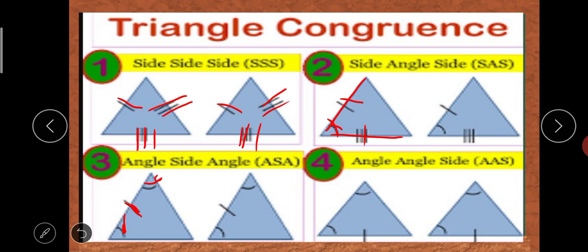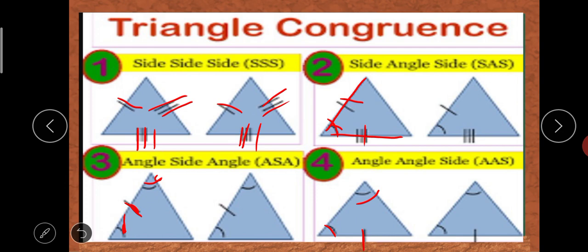Last one, angle, angle, side. Here two angles are given and one side. The angles formed in the two triangles are congruent, and the side too. So this type is known as angle, angle, side.